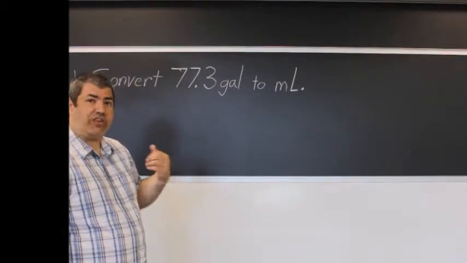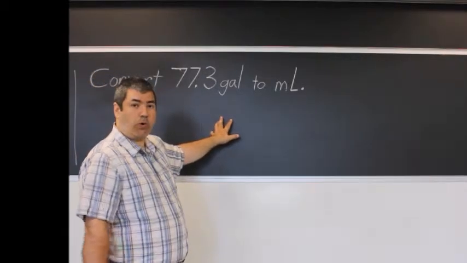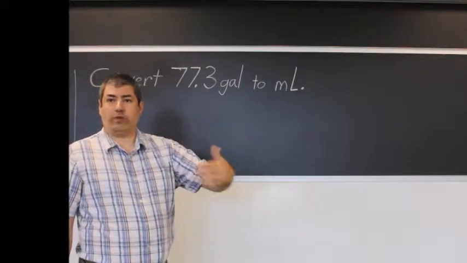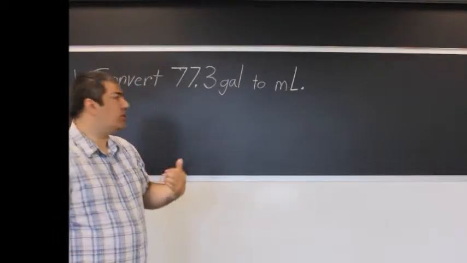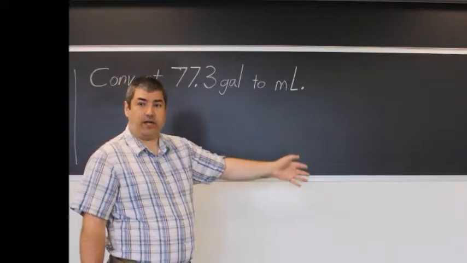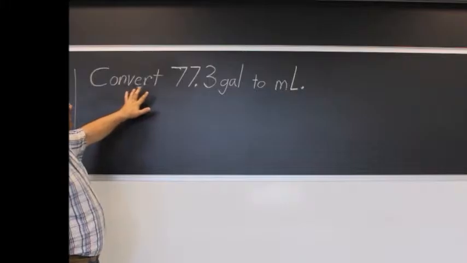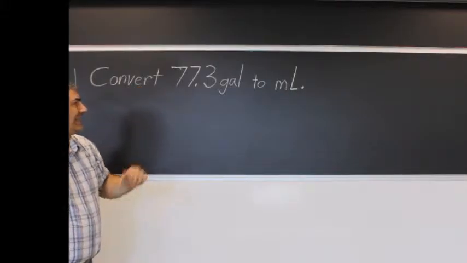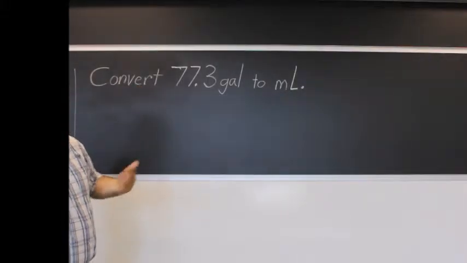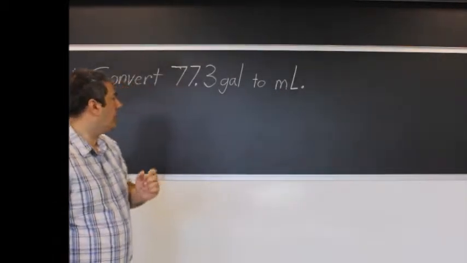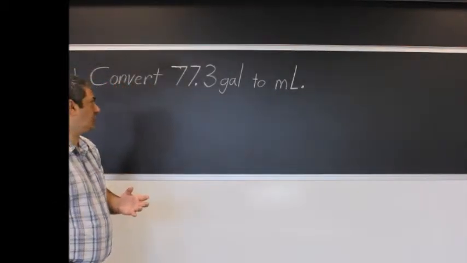So what I'm going to do is just have a few problems that I'm going to put on the board, and I'll set them up, and then I'll work through them and I'll talk you through them. And it's really good to actually see the logic and hear the logic. So the first problem is if we wanted to convert 77.3 gallons of a liquid, it doesn't matter what it is, into milliliters. And this type of problem is fundamental in chemistry.